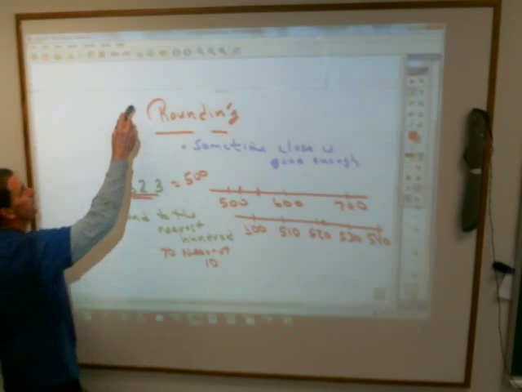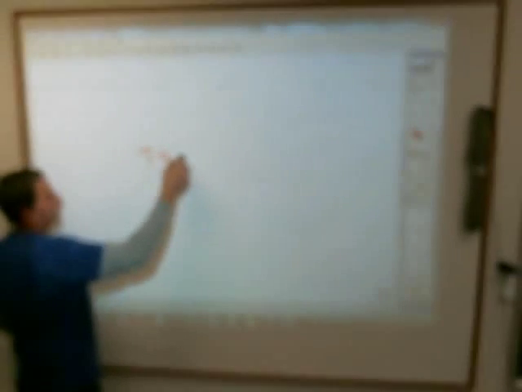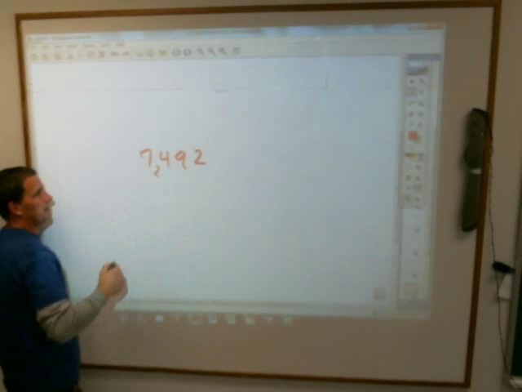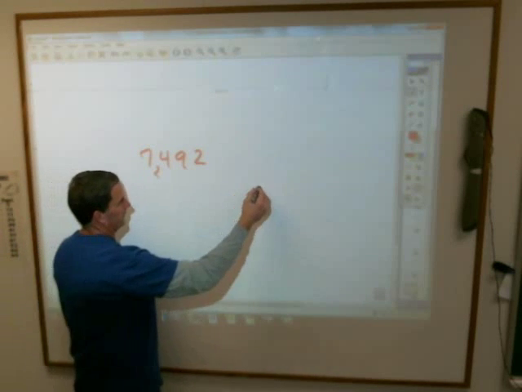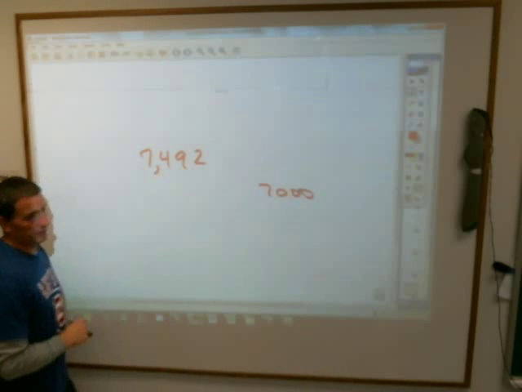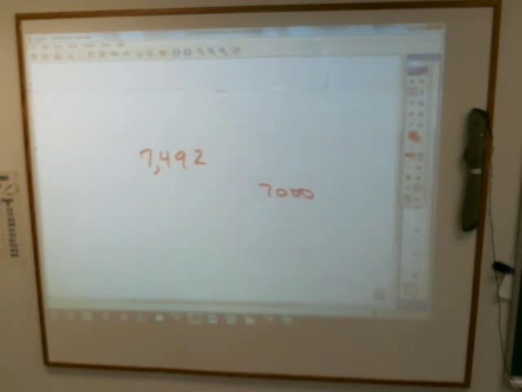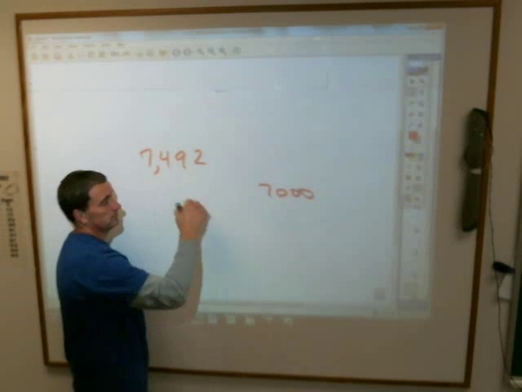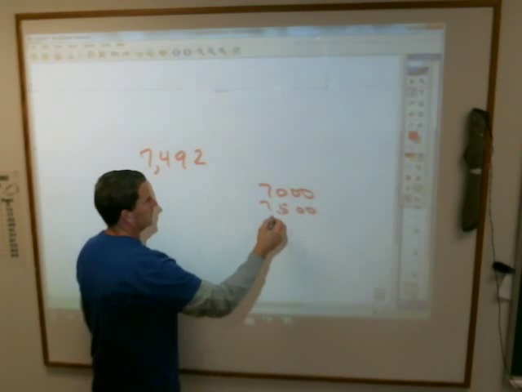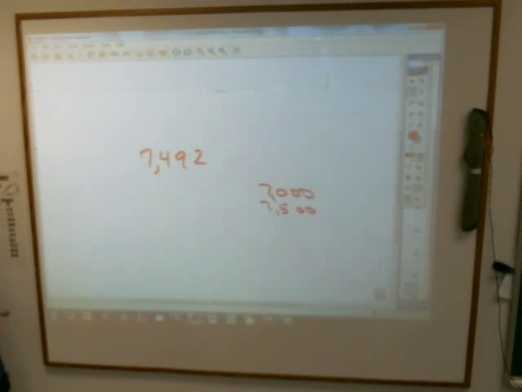A couple more maybe. What if I have 7,492 rounded to the nearest 1,000, what would that be? To the nearest 1,000, your choices are either 7,000 or 8,000 because we're counting by thousands. Joseph? 7,000. What about rounded to the nearest 100? Connor? 500. Yeah, but you got to keep the 7. 7,500, yep, exactly.